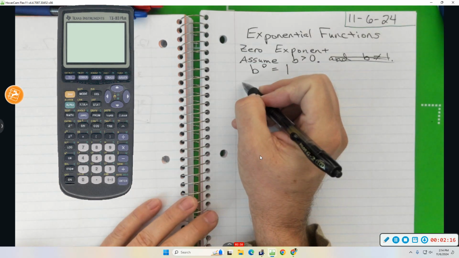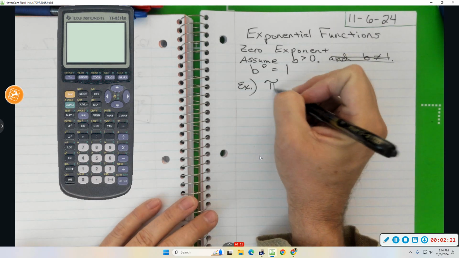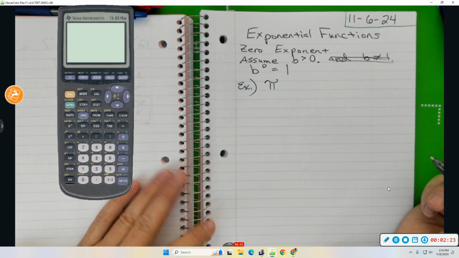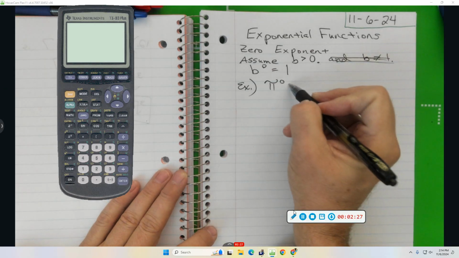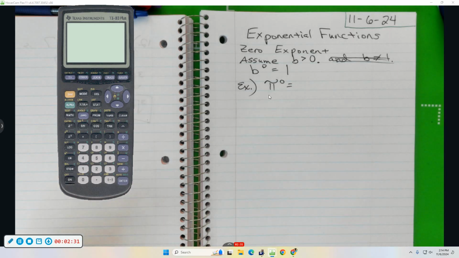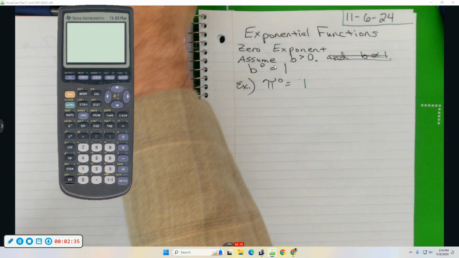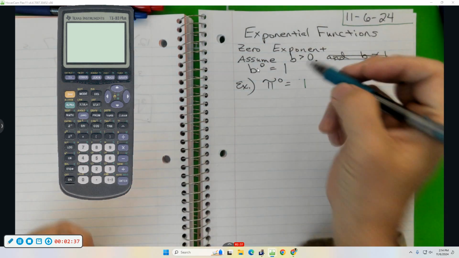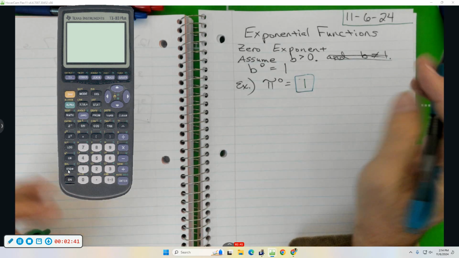I have one for you. Pi, that's the ratio of the circumference of a circle to its diameter, approximately 3.14. Pi to the 0 power. What does that equal? 3.14 to the 0 power is still 1. So the point is, it doesn't matter what the base is, as long as it's not 0 to the 0. 0 to the 0 is undefined.